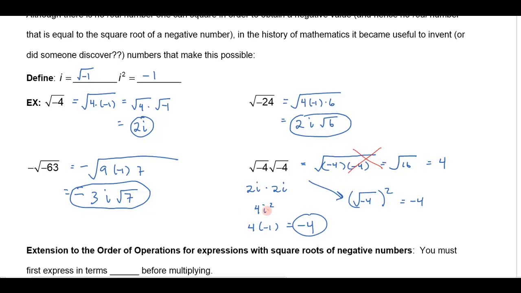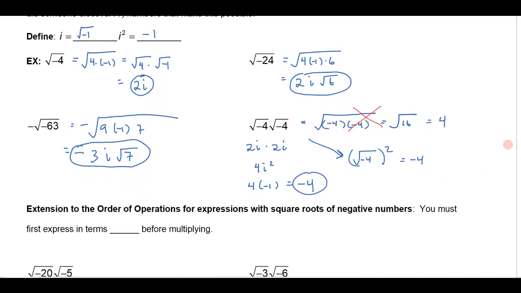In fact, this brings us to an extension of the order of operations for expressions that have square roots of negative numbers. And the rule is that you have to first express the square root of the negative in terms of i before you multiply. Alright, so I can't put these under the same radical and then multiply. First have to bring the i out and then multiply them.